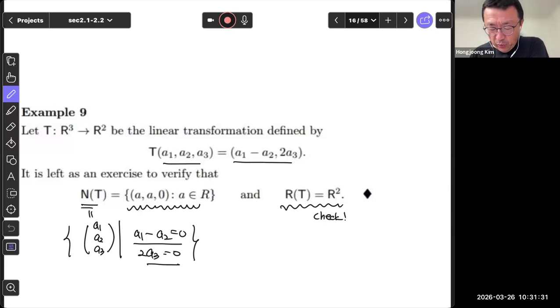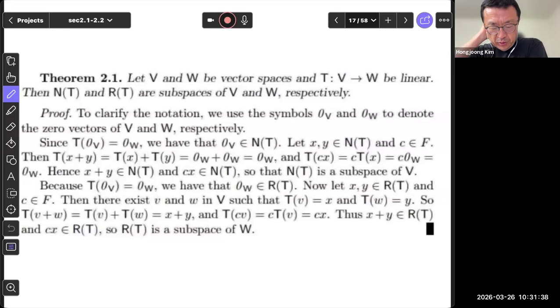Anyway, we considered example 9 the other day, and let us consider the next one. The next one says, given any linear mapping from one vector space to another, the null space or the kernel and the range or the image are subspaces of V and W. Okay, so let us check this.